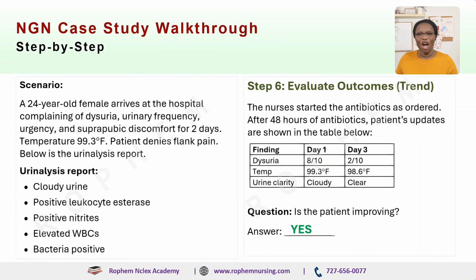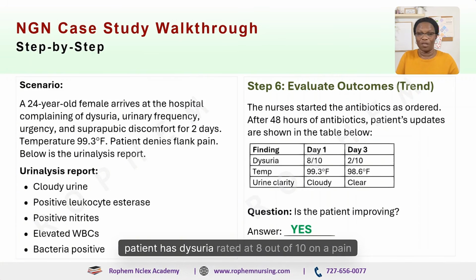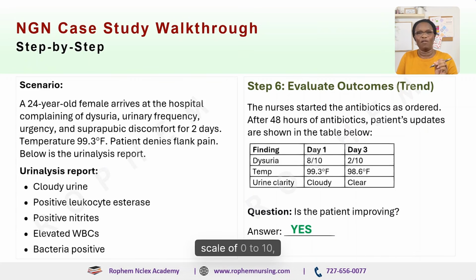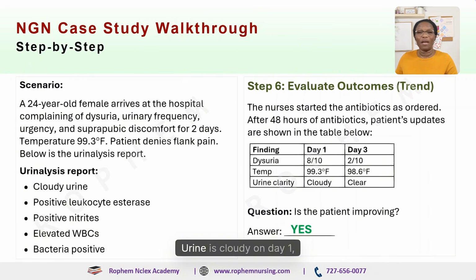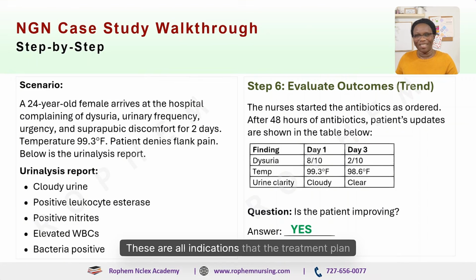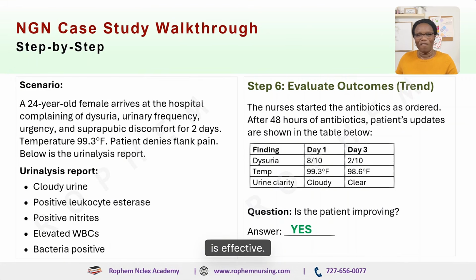Let's break it down. On day 1, patient has dysuria rated at 8 out of 10 on a pain scale of 0 to 10. And on day 3, the pain is down to 2 out of 10. Normal body temperature is documented on day 3, which is an improvement from 99.3 degrees on day 1. Urine is cloudy on day 1, and on day 3, urine is clear. These are all indications that the treatment plan is effective.